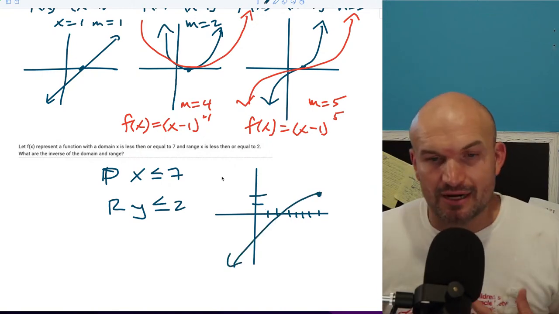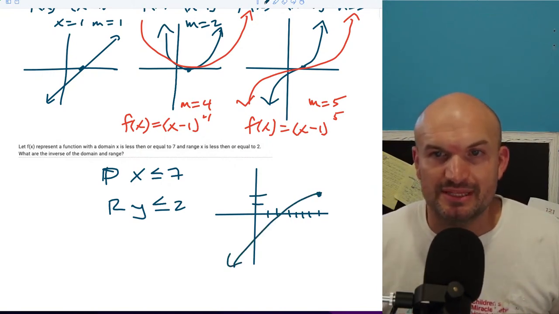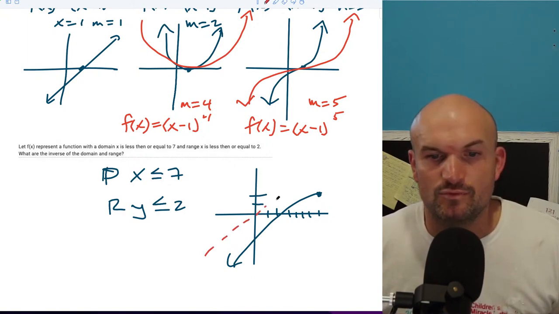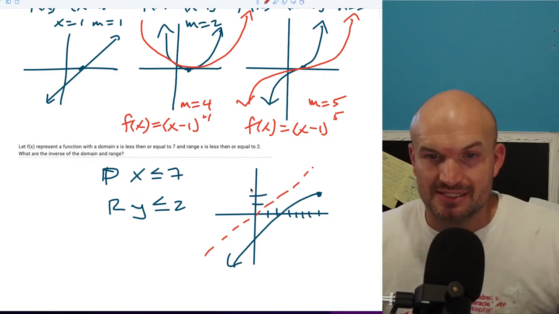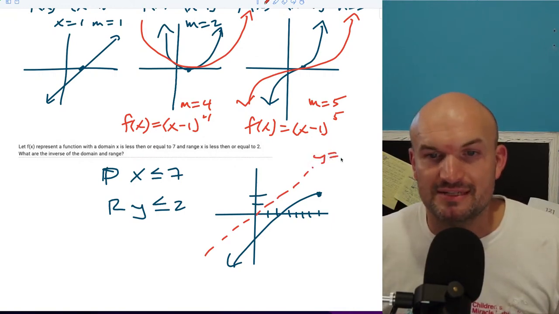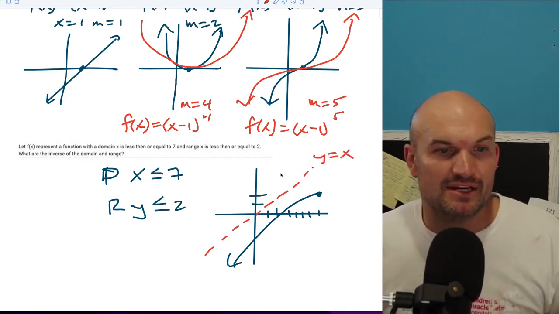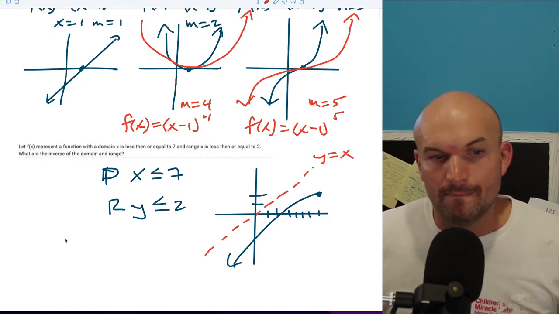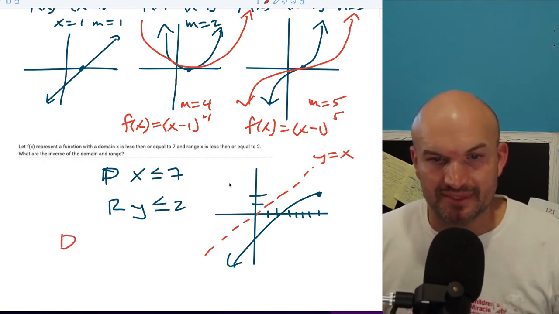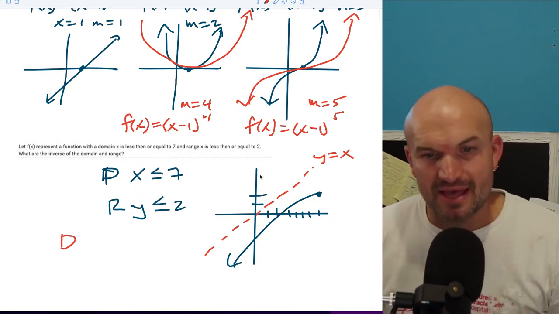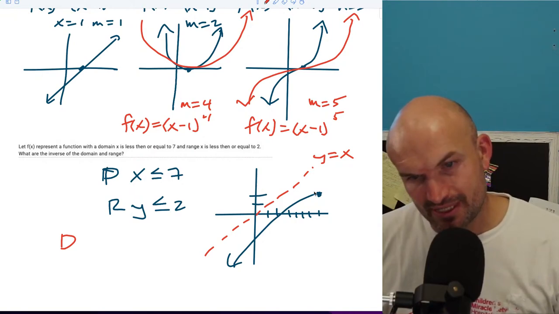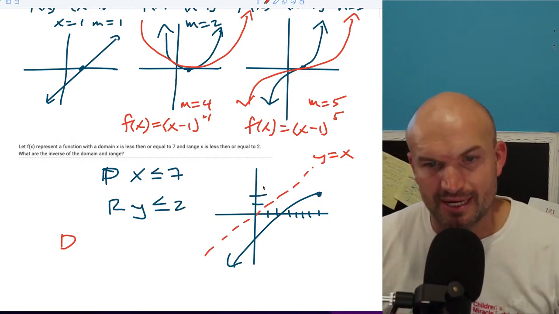Now, the important thing that I want you guys to understand is that when you're dealing with the inverse, it's going to be reflected about the y equals x line. So this graph is going to be reflected about this line. What's also important about reflecting about the y equals x line is that the domain and range get swapped. If you were to reflect this about this line, then the graph is going to be flipped over from there.